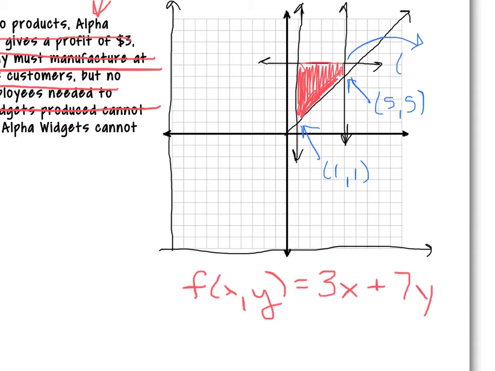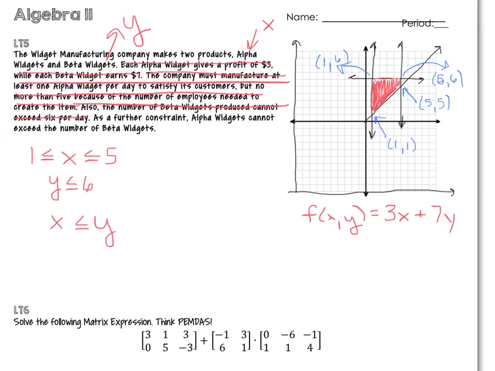There, we are intersecting at 5, 6. And right here, we are at 1, 6. Okay, so now I'm going to take all these coordinates and plug them into our objective function.